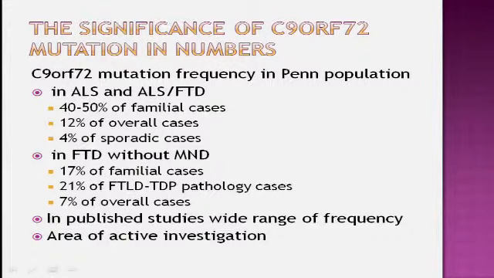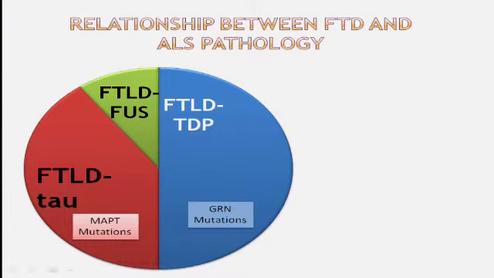So while overall it's actually about the same as tau and progranulin, which are about 5 to 10% in overall cases, it's present in a large percent of the familial cases. And the range of these frequencies in published studies over the last couple months has quite a wide range, from the teens to the double digits, 60, 70, 80%, depending on the population being studied. And as you can imagine, this is an area of active investigation to try to understand many things about C9orf72 and how it causes disease.